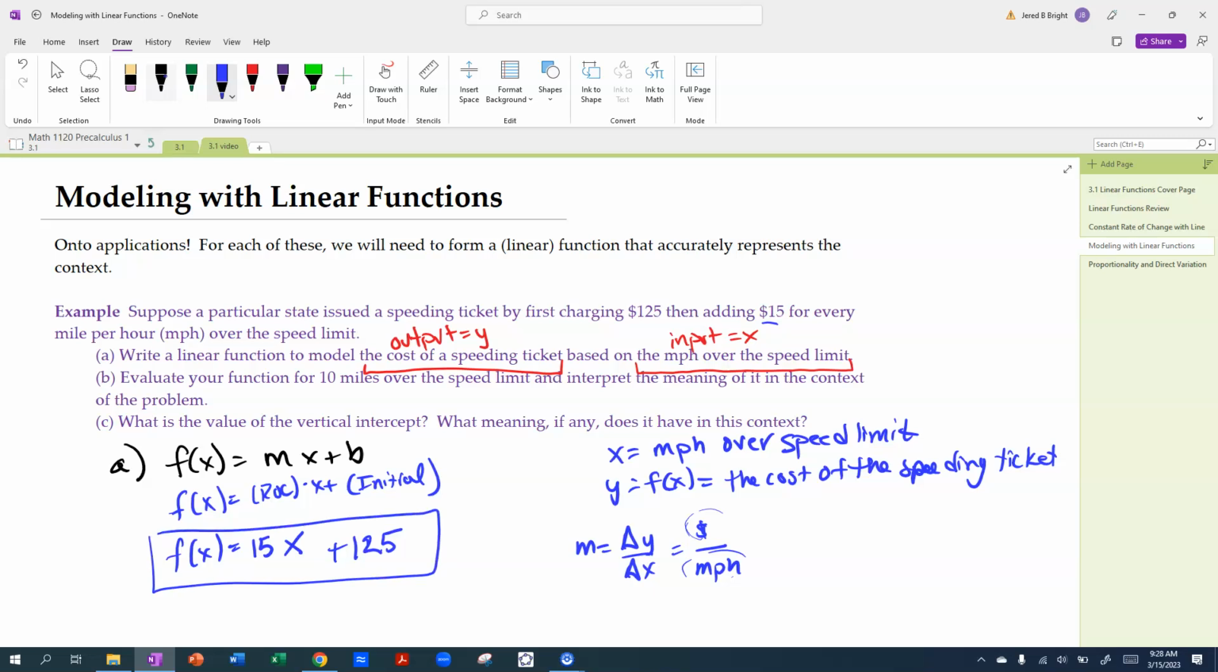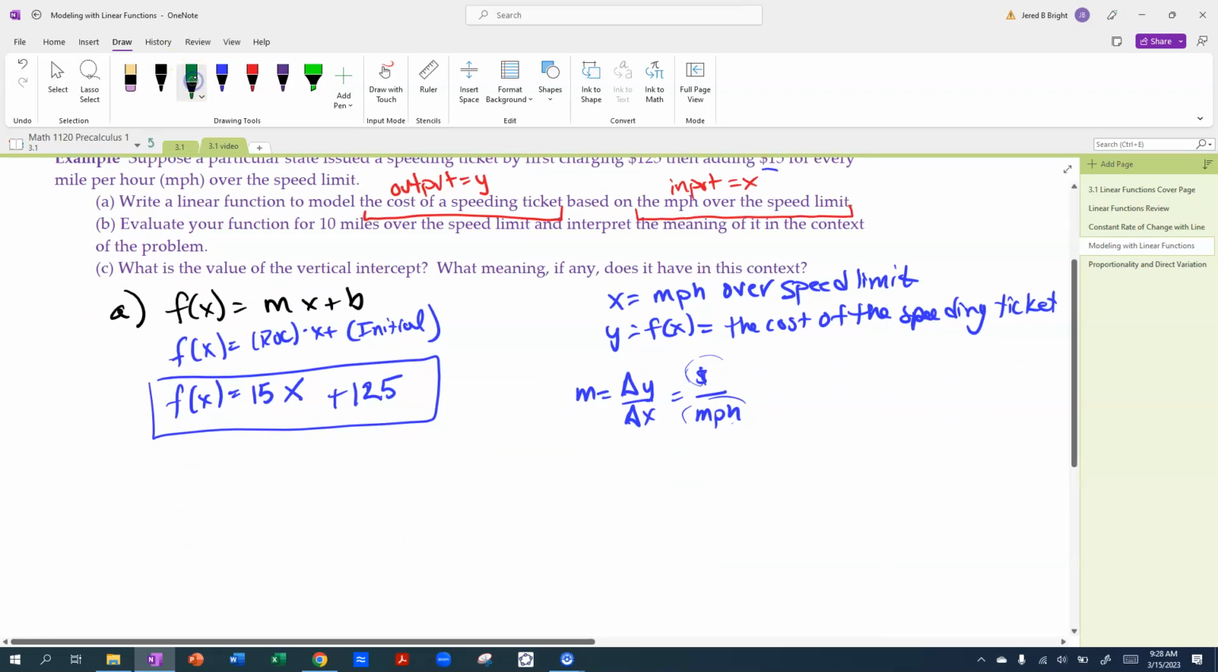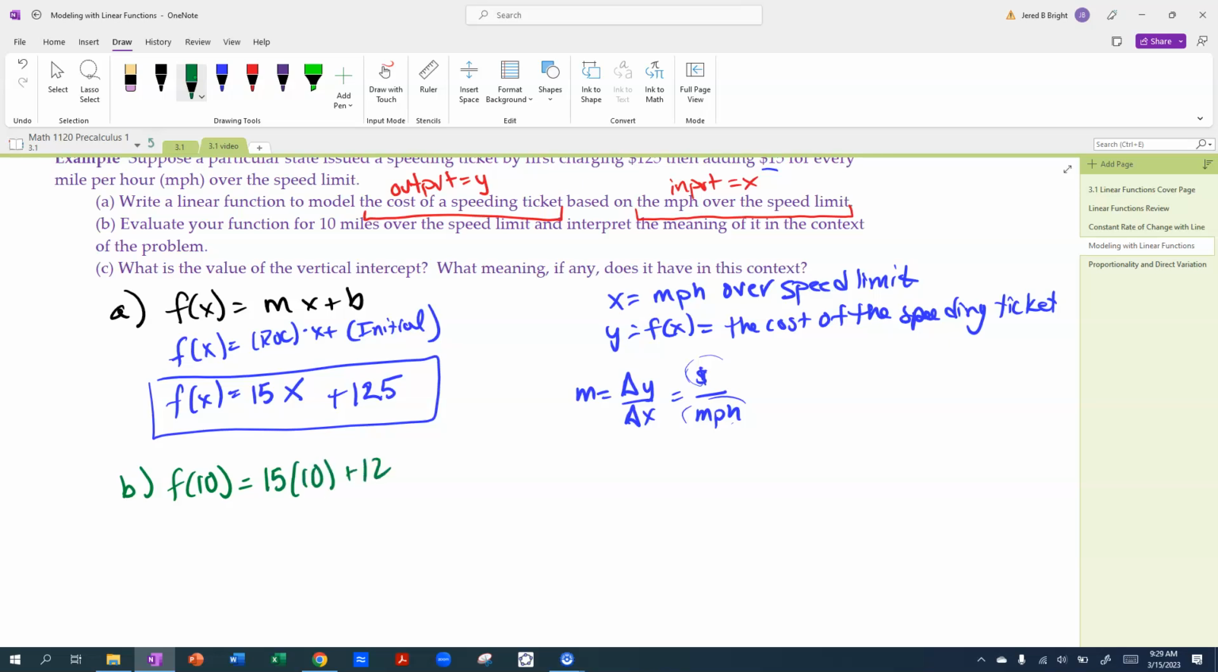Part B, it says evaluate your function for 10 miles over the speed limit and interpret the meaning of it in context. So this is maybe a quicker part, but this is saying now if you are 10 miles an hour over, so you're inputting 10: 15 times 10 plus 125. This gives you 150 plus 125, which is $275. Ooh, that's a big bill.